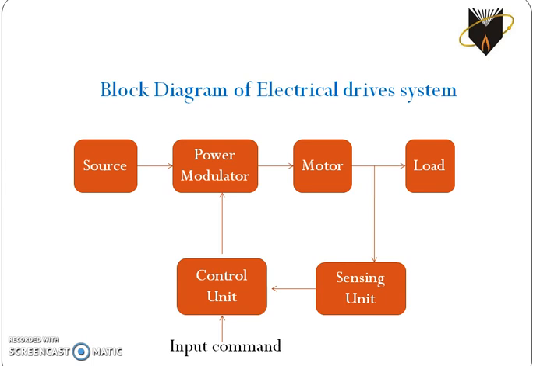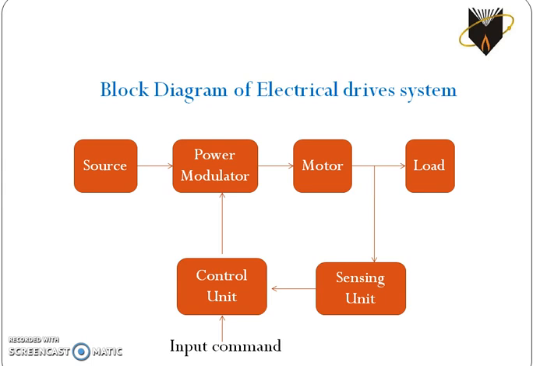Next, the sensing unit is required. It is required here to make the system closed loop, or you can say automatic. If you want to control the motor speed, first it has to sense the motor speed. What is the present status? That is done by the sensing unit. It acts as a bridge between mechanical parameter and electrical parameter. It senses the speed, which is a mechanical parameter, and feeds it back to the control unit in terms of electrical parameters, in terms of current or voltage. That is given to the power modulator, which makes the conversion in the supply source.